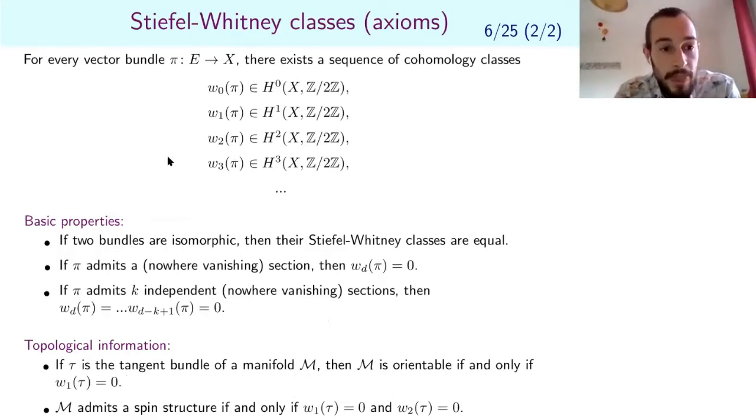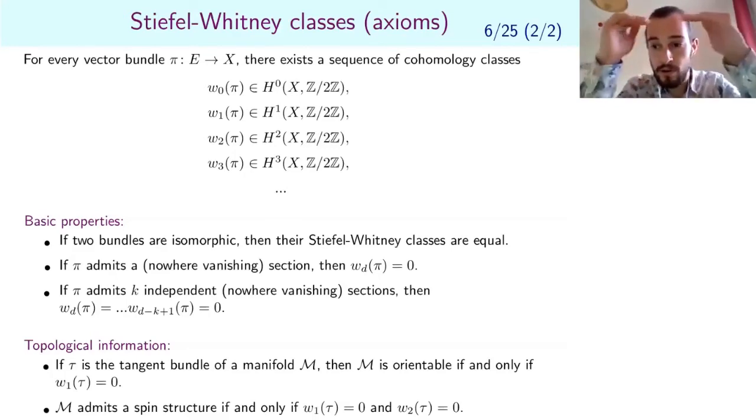So for instance, if you have two isomorphic vector bundles, then they admit the same Stiefel-Whitney classes. So Stiefel-Whitney classes are an invariant of vector bundles. They are not an invariant of topological spaces because they are not defined for topological spaces, but for vector bundles.